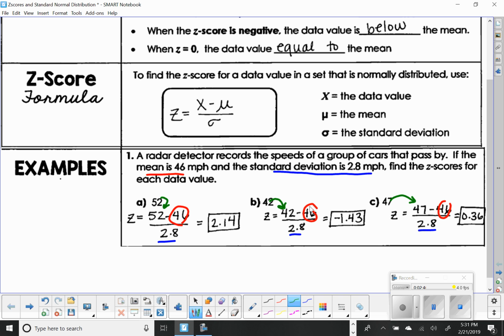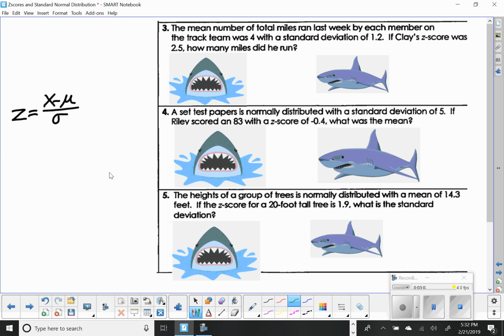Alrighty, 52 is above the mean, so it's a positive z-score. 42 is below the mean, it's a negative z-score. 47 is just barely above, so it's a smaller z-score. It's fewer standard deviations away. As a matter of fact, it's not even an entire one, it's part of one. Now, if you're simply being asked to find z-scores, all you have to do is be able to use the formula and plug the numbers in.